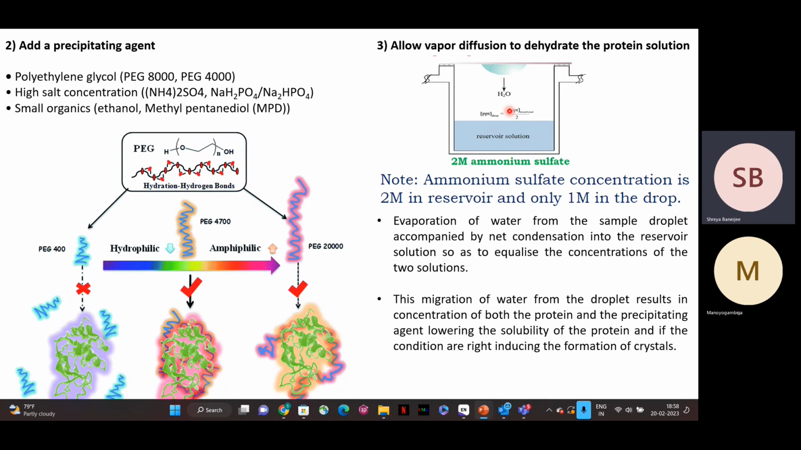So water is basically migrating from the drop to the reservoir, and this results in concentrating the protein concentration in the drop. And like this, you are supersaturating the protein concentration in the drop and enabling the formation of crystals.